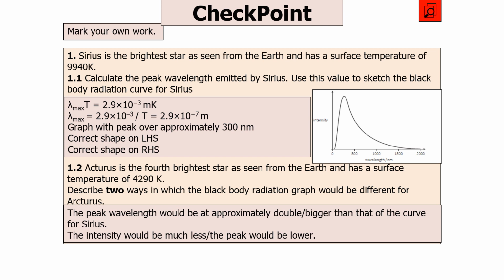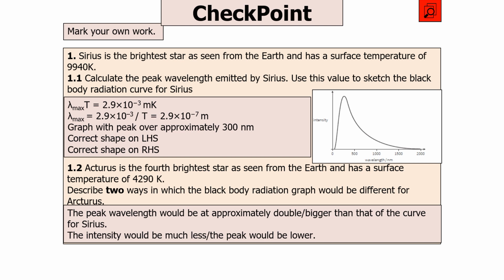Right, so for this first one, you've got to be able to work through what the peak wavelength would be by using the Wien displacement law. So lambda max equals 2.9 times 10 to the minus 3 over T, so we get 2.9 times 10 to the minus 7, so that's approximately 300 nanometers.